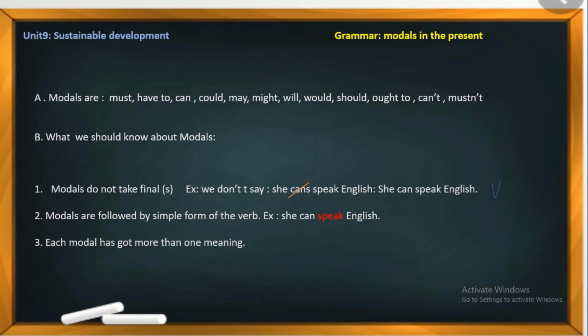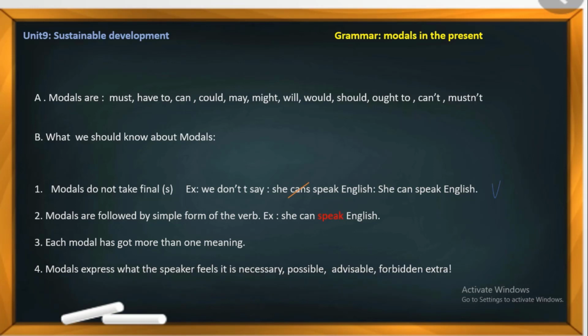Modals have got more than one meaning. We're going to come back to this with the examples. In the following examples, we are going to see that each modal has more than one meaning. Modals are used to express what we feel is necessary or possible or advisable or forbidden and so on and so forth. Great, so now let's get to the examples.